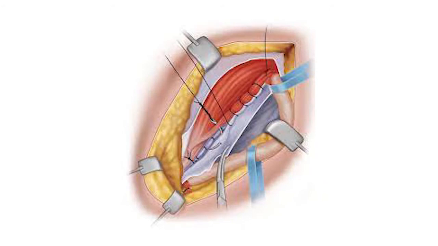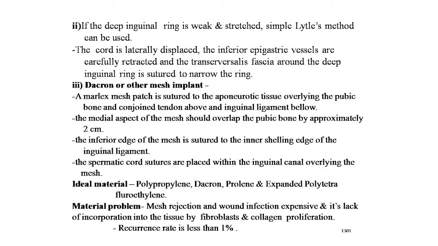Now the next point is, if the deep inguinal ring is weak and stretched, the simple Lytle's method can be used. The cord is laterally displaced, the inferior epigastric vessels are carefully retracted, and the transversalis fascia around the deep inguinal ring is sutured to narrow the ring. And third is the Dacron or other mesh implants.